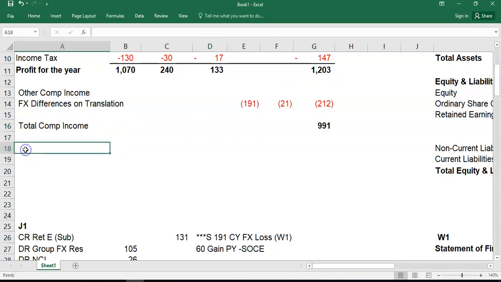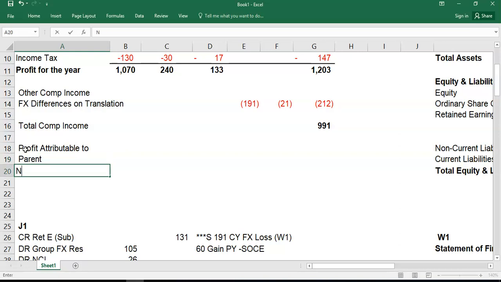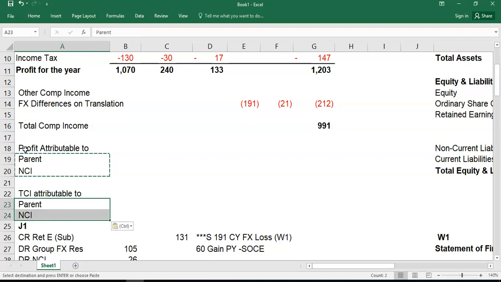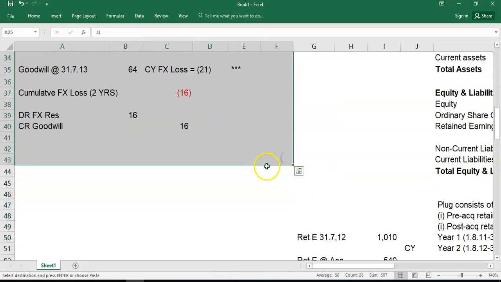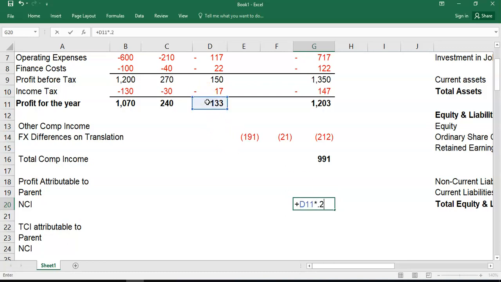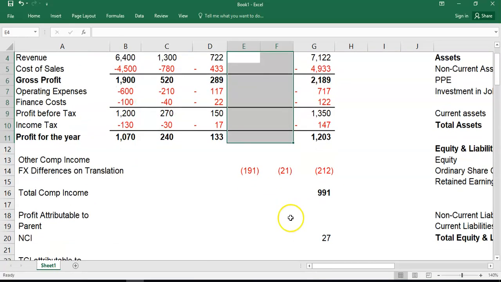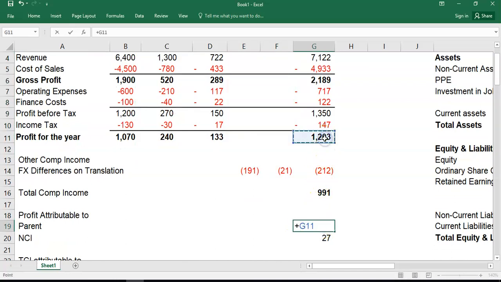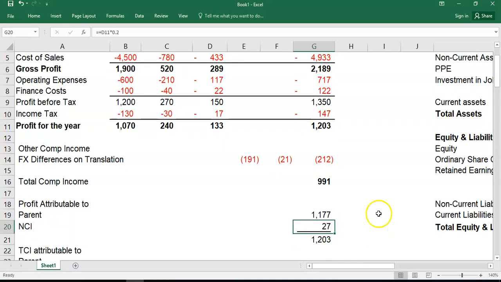And where you lose marks if you don't give it, you have to show profit attributable to parent and NCI, and then you have TCI, total comprehensive income, attributable to, same again, parent and NCI. So there is a nice bit of work at the end, and that's important because it goes through the OCI, you have to split them out. So for the NCI here, they're just entitled to 133 of the profit times 0.2. Right, there's no different adjustments there because there's no unrealized profit or anything like that you would normally have in a vanilla question. And that means the difference, 1203 minus 27, must be going to the parent. So there's your 1203 split out.